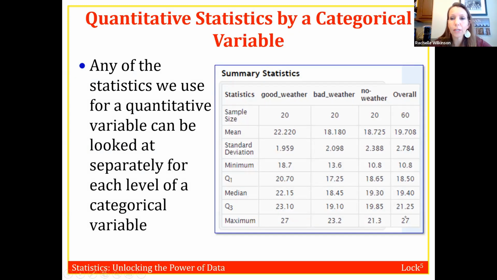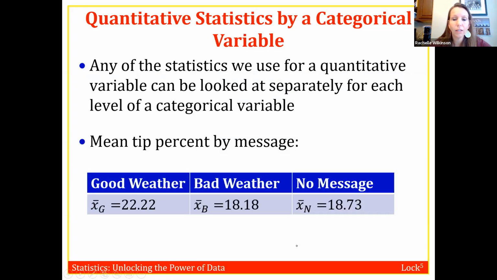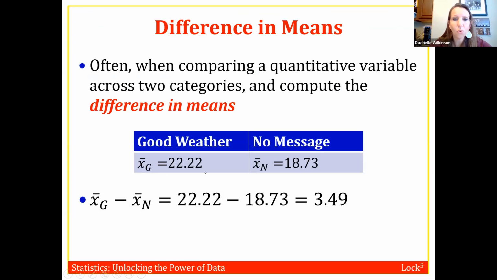Here you can see that they're all broken out by groups. So we can compare the means, we could compare the medians across the groups, and if we wanted to, we could calculate differences between any of the means. So this is looking at the difference in means for good weather versus no message. We would just subtract 22.22 minus 18.73, and I get 3.49. So that basically says that the good weather messages got an average of 3.49% higher tips than having no message at all.